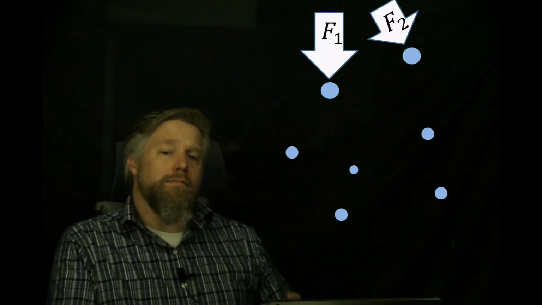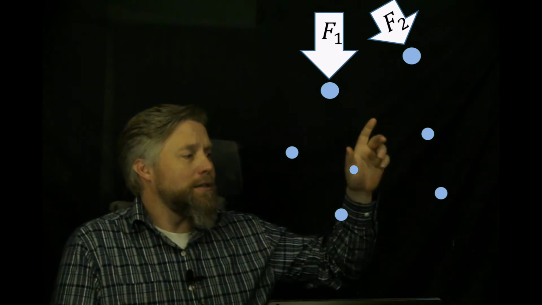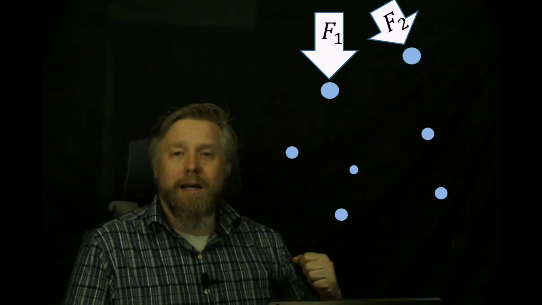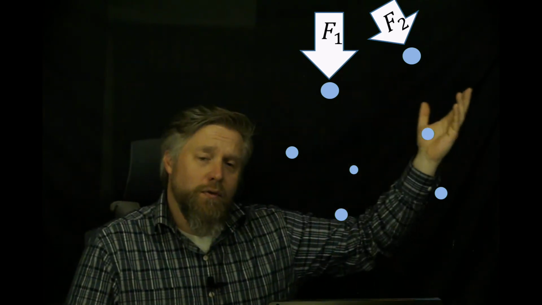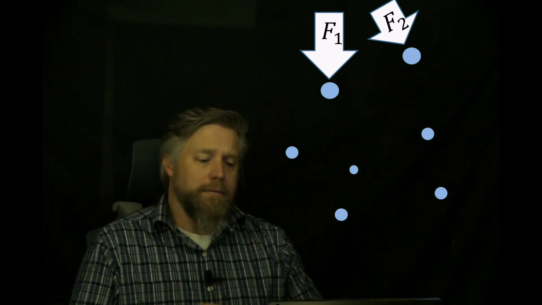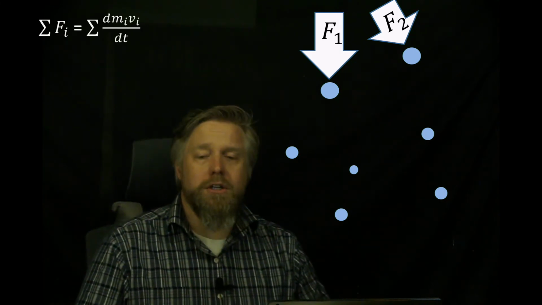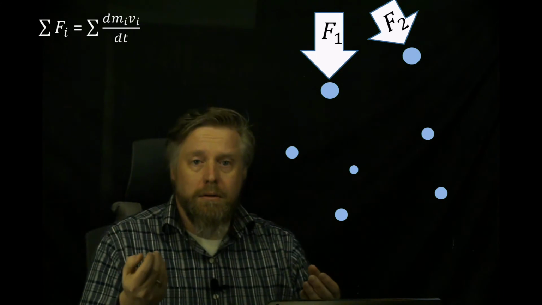Well, the question we're going to look at in this video is what happens when we have more than one particle. You have a collection of particles, as I can see over here. I've got a bunch of blue dots, and I also have a few forces. In this case, I have two forces acting on two of those dots. Well, if we look at that system, we could write an equation where we're just going to sum up all the forces and use Newton's second law.